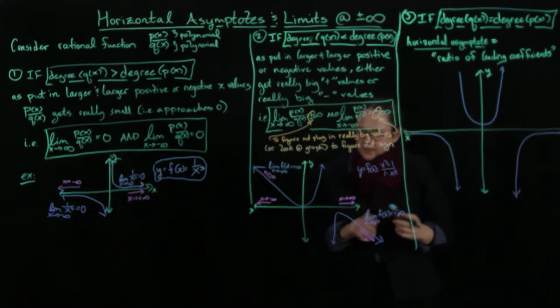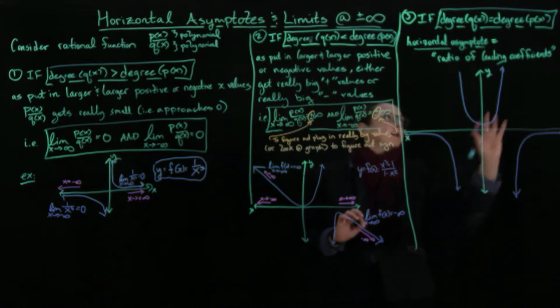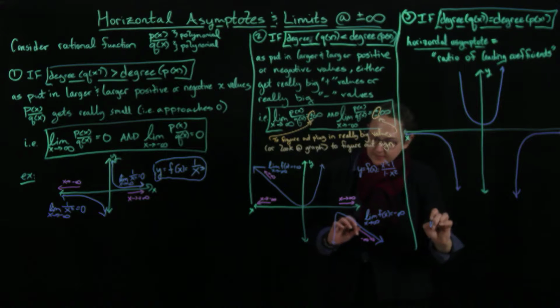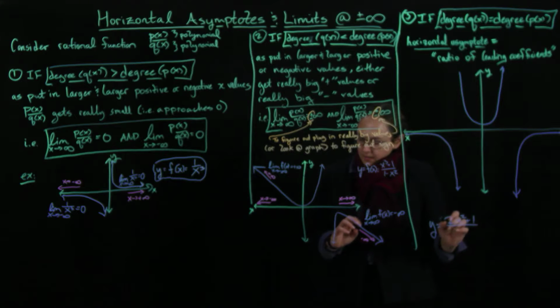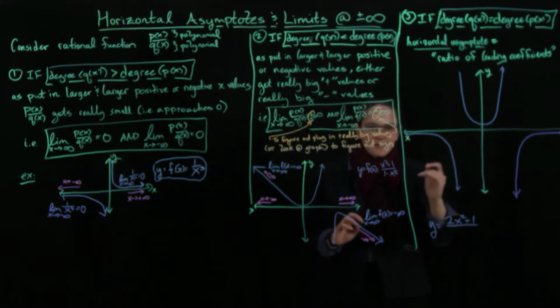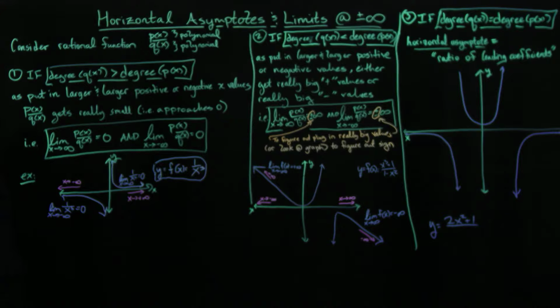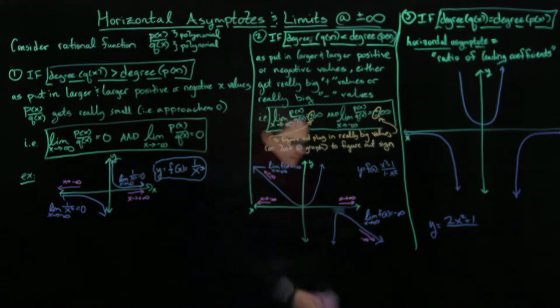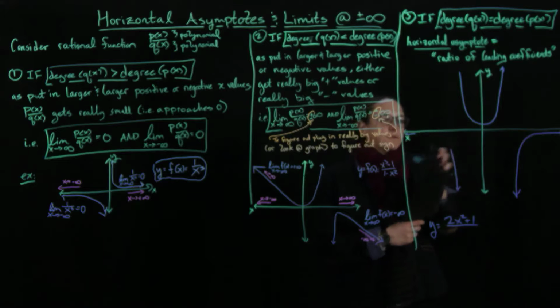Okay. So this function, what I have graphed here, is actually the graph of, I'm going to write it down here for us. So this is y equals 2x squared plus 1 divided by, oh, there should be kind of a gap here. I didn't quite draw these correctly.